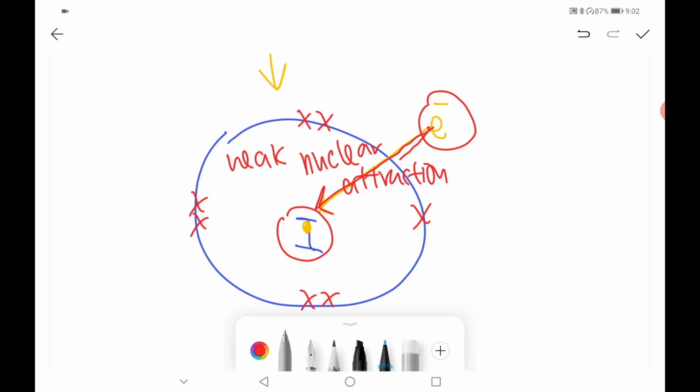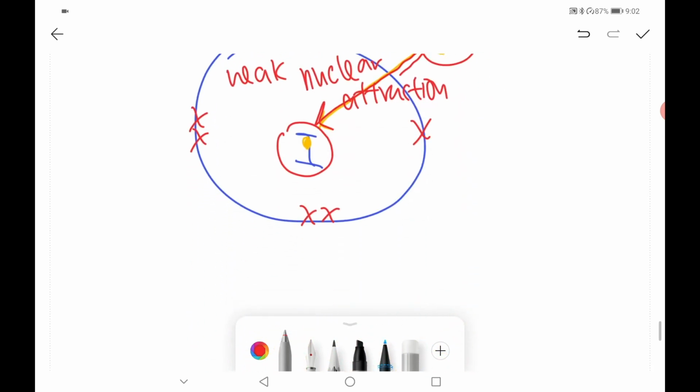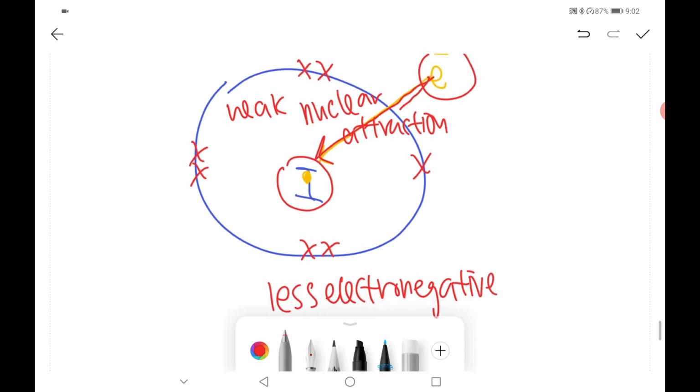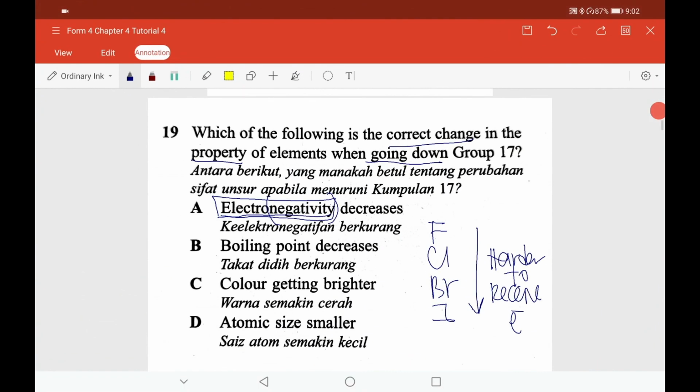So when it's harder to receive electron, it becomes less electronegative, because electronegative means who can receive electron easily. So when it's hard to receive electron, it's less electronegative. So the answer A is correct.